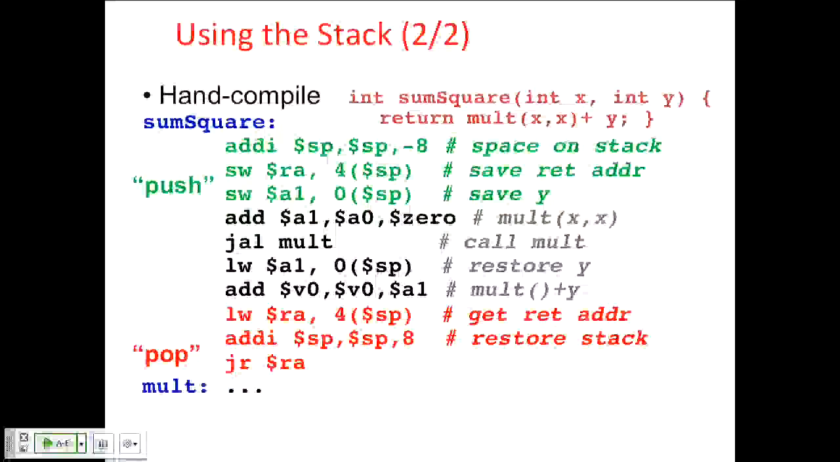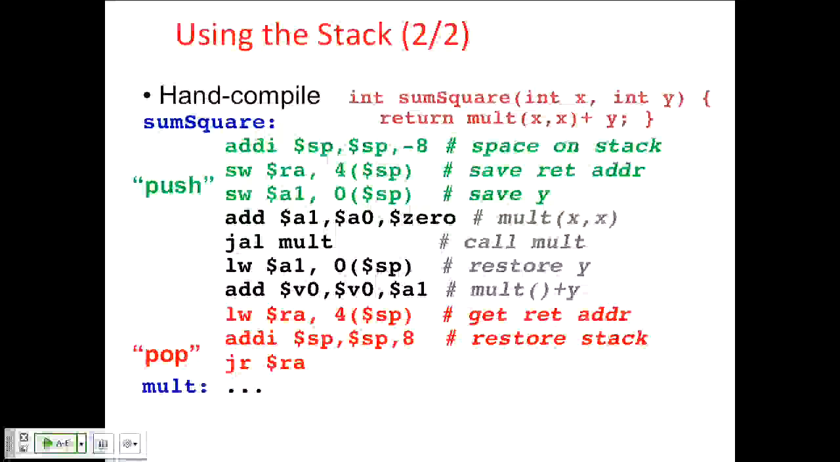So remember, this function is mult: take the square of X and add Y to it, right? So we saved Y away in here, because it was in that argument register we overwrote. We restore it here by loading it back again into A1. Then we add it to V0. And what is V0? Right, it's the return value from the mult function.